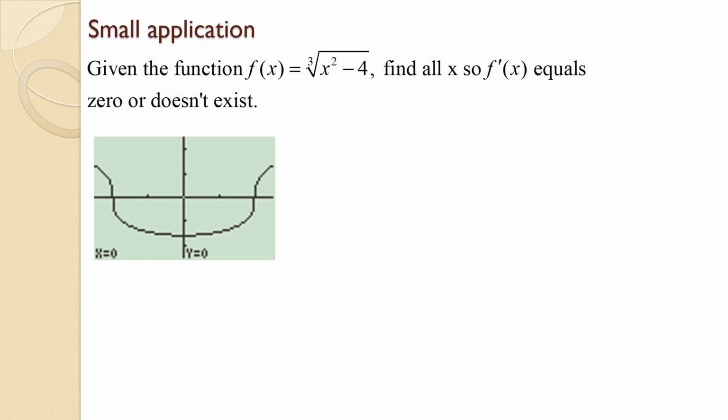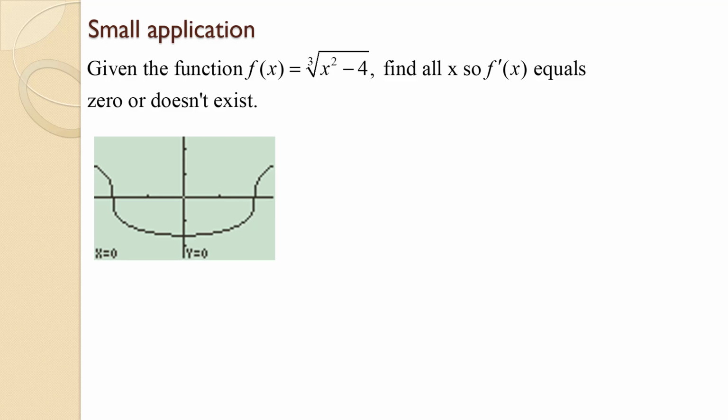Once more, just with a different application. Given the function f of x equals the cube root of x squared minus 4, let's find all x values so that the derivative either equals 0 or doesn't exist. Now remember, if the derivative is 0, then at that point the slope of the graph is 0, which means the graph has a horizontal tangent line. I've given you right here the graph of the function, so you can clearly see there's at least one horizontal tangent line. But maybe not so obvious, there's actually two places the derivative doesn't exist.